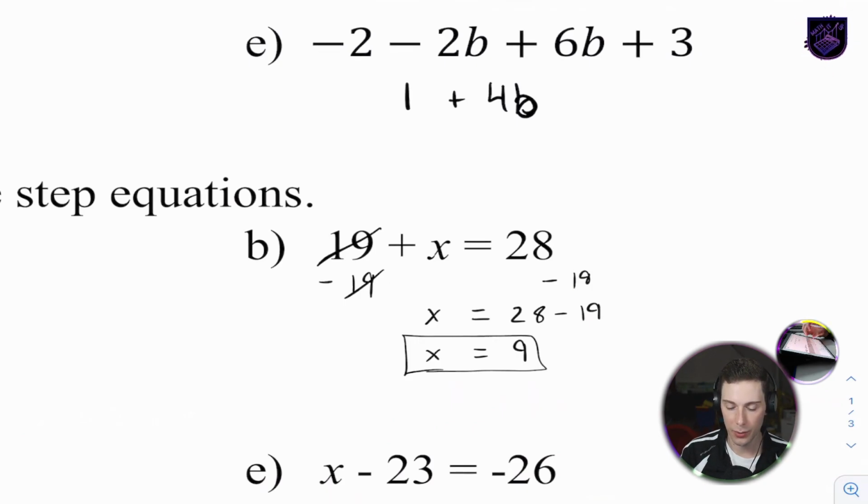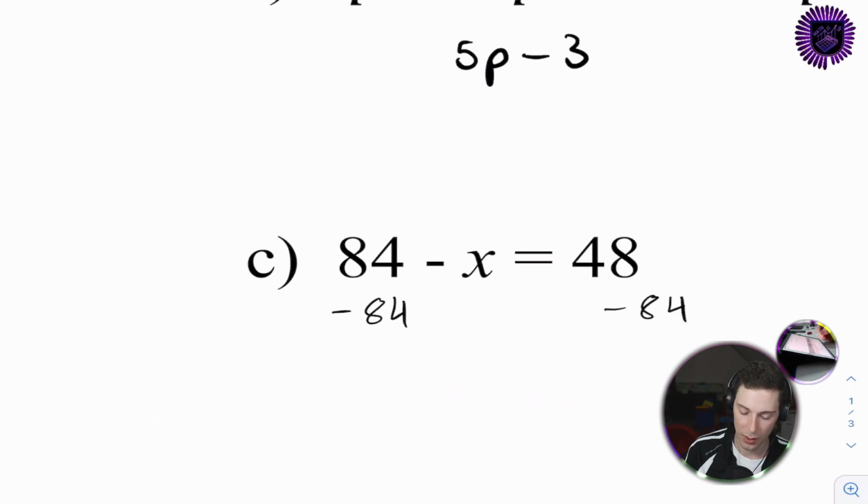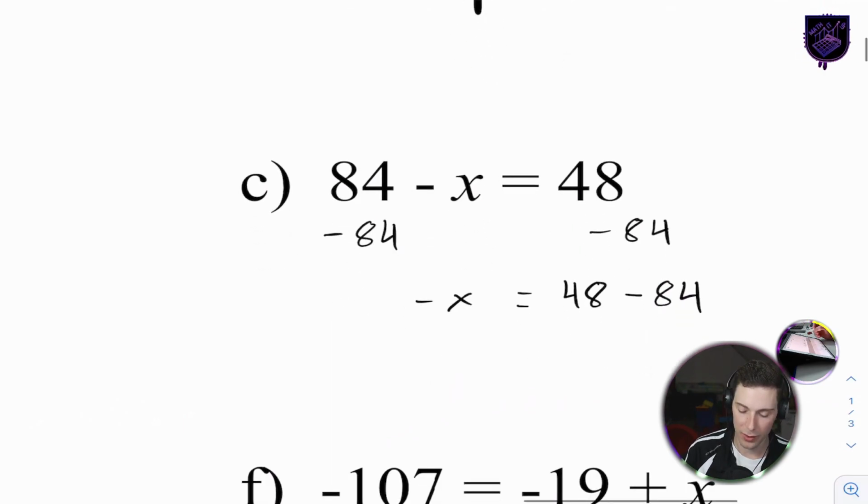Again, lining up our equal signs, making sure we have the two sides of our equation. 84 minus x is equal to 48. So this one, we're going to subtract 84 from both sides. Subtract 84. Now, negative x is equal to 48 minus 84. So the difference between 48 and 84, and negative x is going to be equal to negative 36.